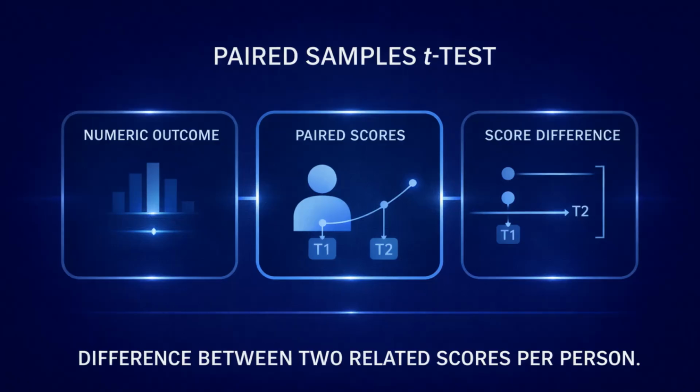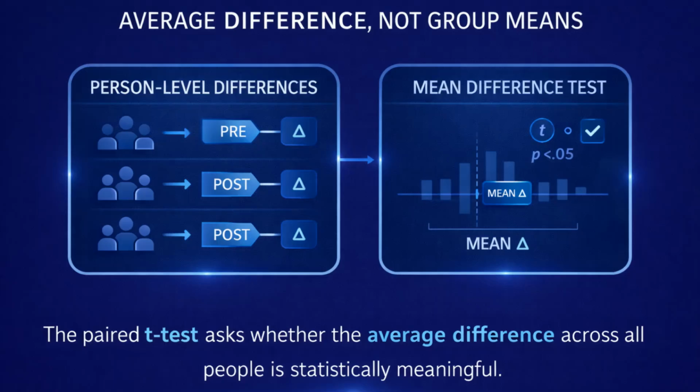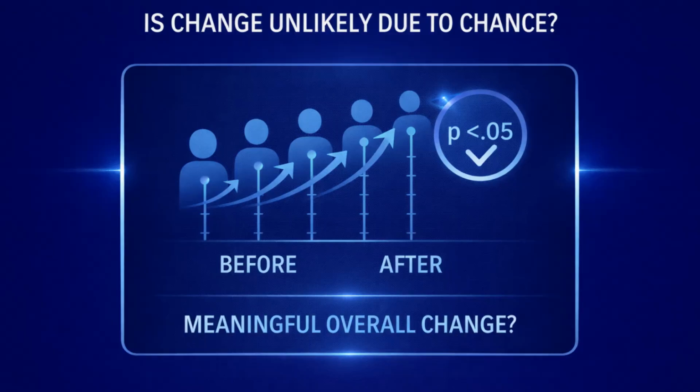The paired samples t-test requires one numeric outcome variable measured twice. Each participant produces two related scores, and the analysis focuses on the difference between those two scores for each person. Rather than comparing group averages, the test examines whether the average of these individual difference scores is statistically meaningful. In simple terms, the test asks whether the typical amount of change across participants is unlikely to be due to chance.